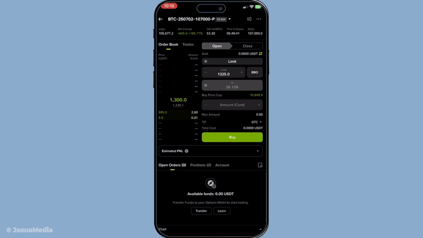Congratulations! You've just taken your first steps into the world of Binance options trading, unlocking a versatile tool that can help you leverage cryptocurrency markets to their fullest potential. Happy trading, and always continue learning to refine your strategies.